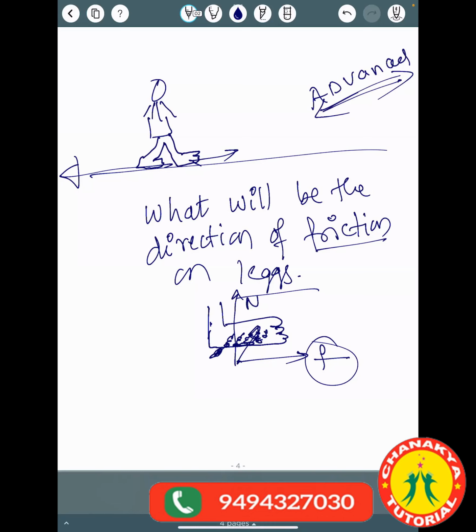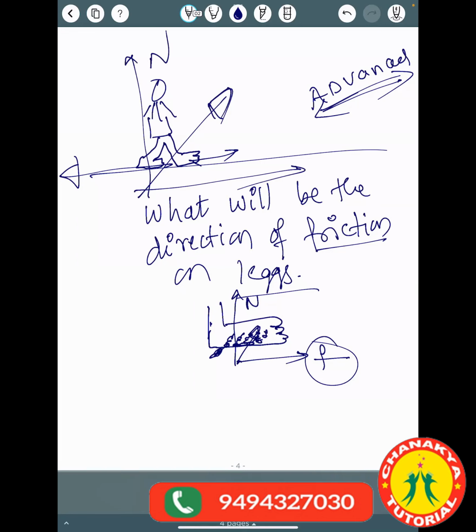So if I want to check the friction direction on my legs, I will see in which direction the ground is applying the force on me, in which direction my leg springs are contracting. That you decide and you see, right? The spring force on your legs will be in this direction only. Then this component will be friction, this component will be normal.